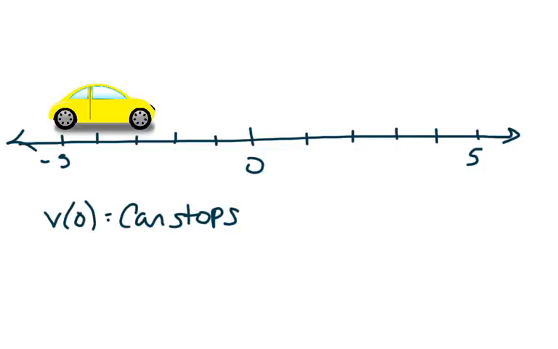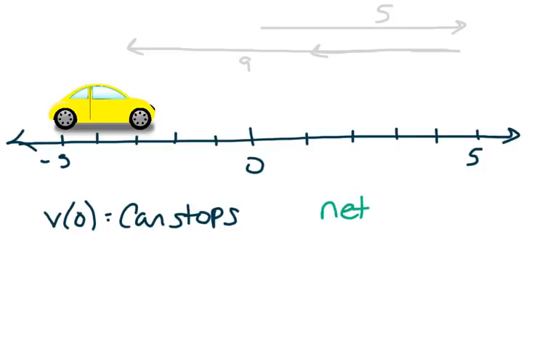So what did the car do? The car went to the right for 5 units, and then it went back. Oh no, it didn't go back 4 units. Silly me. How far did it go back? It went back 9 units. So if we look at the net distance, it ended up traveling negative 4 units. It started at 0 and ended up at negative 4. But the total distance was 9 plus 5, which was 14 units.